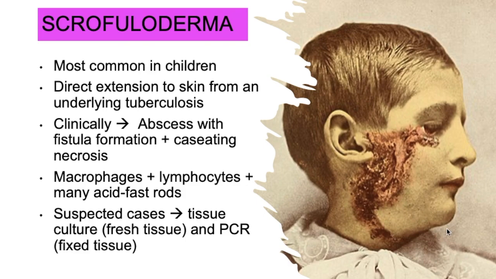Scrofuloderma happens in children, and usually it's a direct extension from underlying tuberculosis to the skin. Clinically, it appears like abscess formation with caseating necrosis, and on biopsy, you can see macrophages with lymphocytes and many acid-fast rods. And of course, you can do culture or PCR to identify those if the histology was not satisfactory.